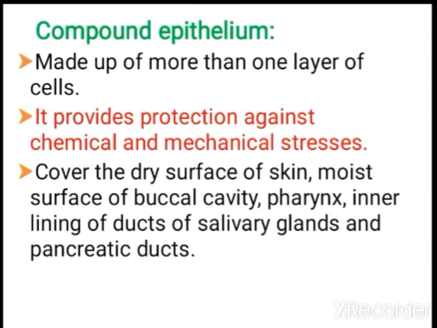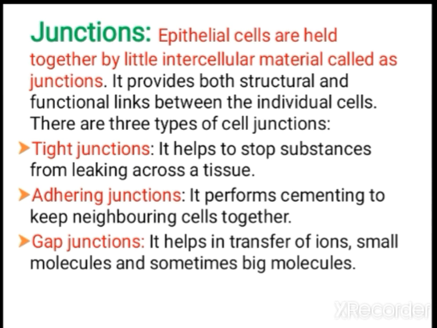Compound epithelium is made up of more than one layer of cells. It provides protection against chemicals or mechanical stresses. It covers the dry surface of skin, the moist surface of the buccal cavity, pharynx, and the inner lining of ducts of salivary glands and pancreatic ducts. Here you can see this type of compound epithelium.